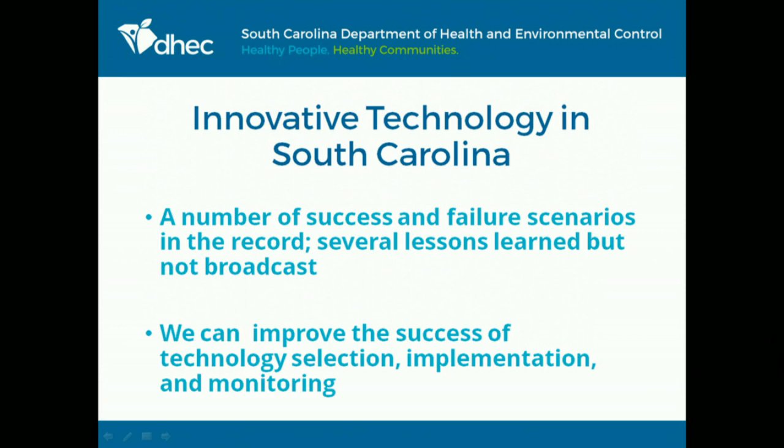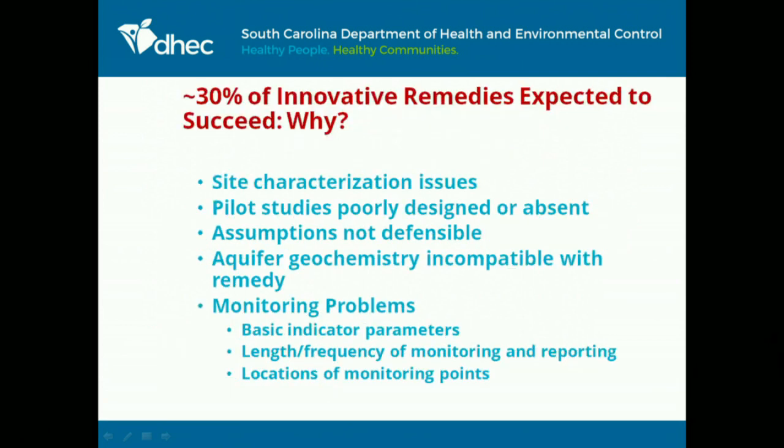And after I looked at these 100 chlorinated solvent technologies, I concluded that I think we can improve the success of our technology selection and how we implement and monitor. Only 30% of those innovative technologies were expected to succeed. And when I say expected to succeed, it means they made significant progress towards meeting their goals, and it was expected that they would meet their goals in the future. And this was something that I confirmed with the project managers.